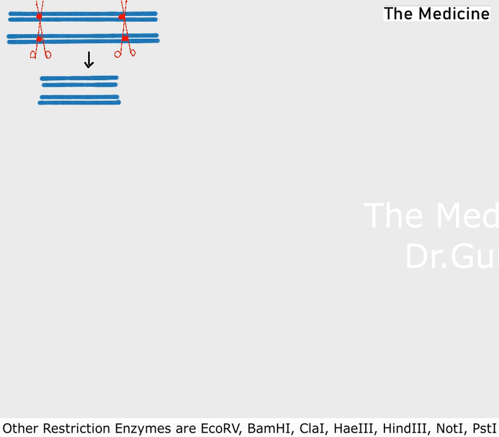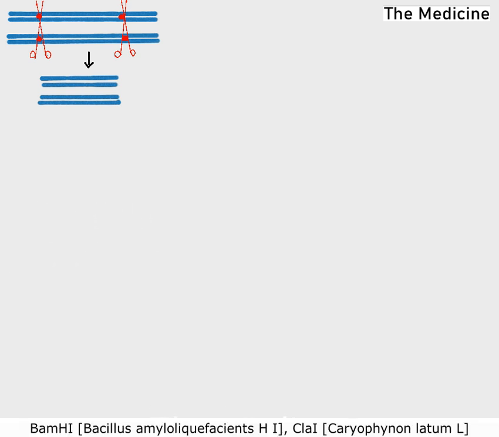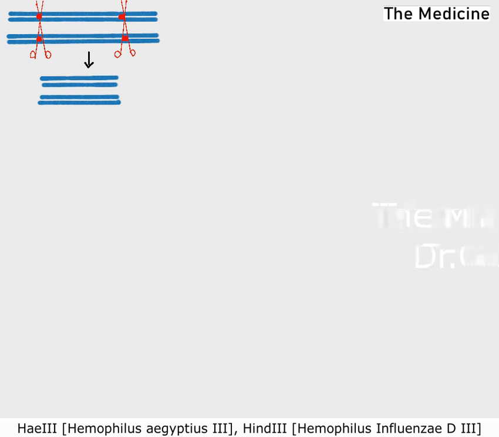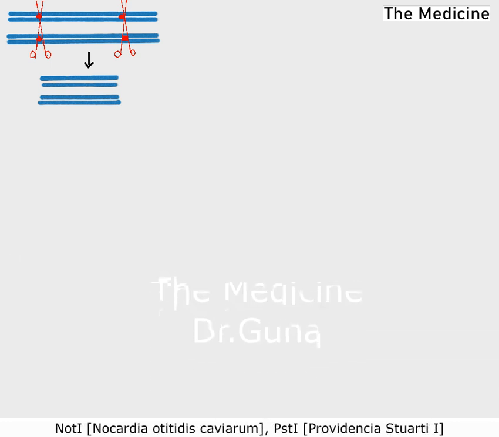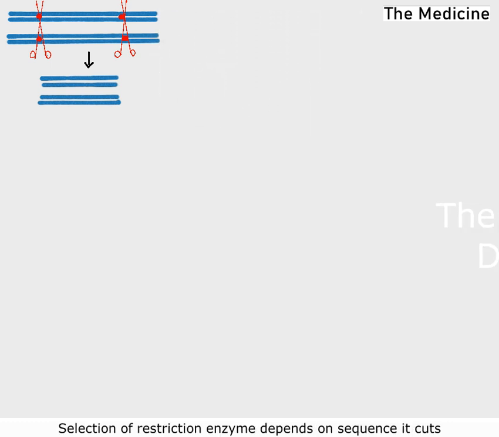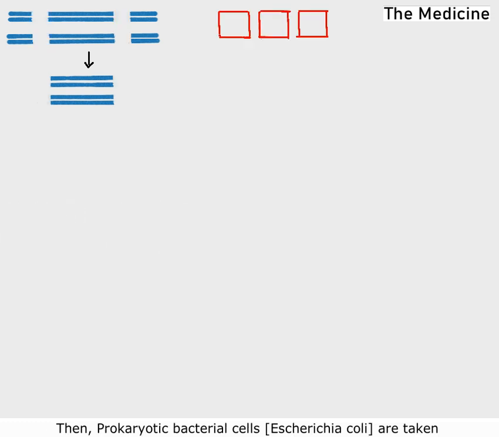Other restriction enzymes are EcoR5, BamH1, Cla1, Hind3, Hin3, Not1 and Sit1, all named after bacteria: Bacillus amyloliquefaciens H1, Caryophanon latum 1, Haemophilus aegyptius 3, Haemophilus influenzae d3, Nocardia otitidis caviarum and Providencia stuartii 1. Selection of the restriction enzyme depends on the sequence it cuts.